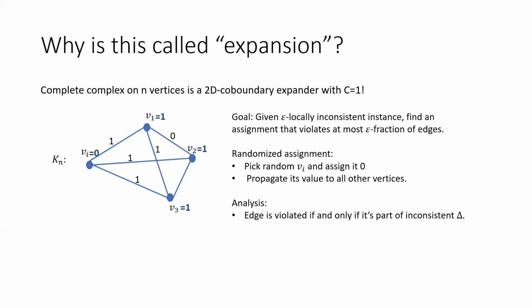So the main observation is just that an edge is violated if and only if it's part of an inconsistent triangle. And the expected number of violations over all assignments is just going to be the expected fraction of inconsistent triangles, which we know is epsilon. So in expectation, you know that there exists an assignment that violates only epsilon fraction of edges. So this proves that the coboundary constant is 1 for the complete complex.